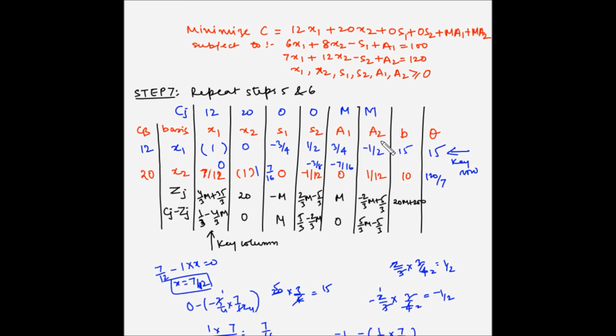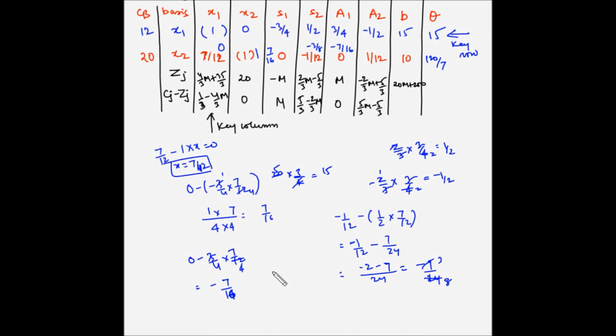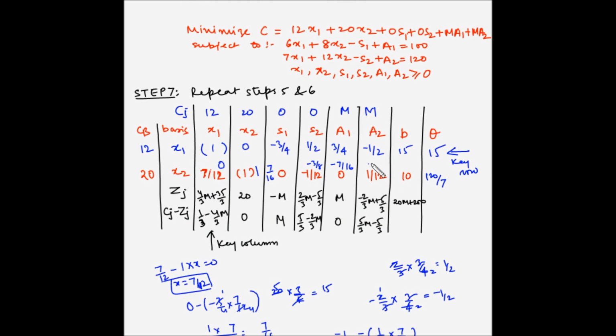For A2, 1 by 12 minus 1 by 2 into 7 by 12. So this is 1 by 12 minus, plus 7 by 24. So 24 is the LCM. 12 2s are 24 plus 7. This is 9 by 24, 3 by 8. So this is 3 by 8.